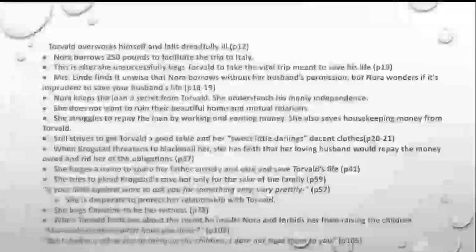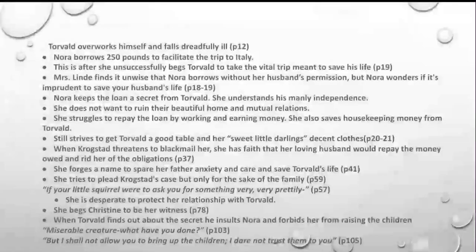Torvald overworks himself and falls dreadfully ill. That's on page 112. Nora borrows £250 to facilitate the trip to Italy. This is after she successfully begs Torvald to take the vital trip meant to save his life. That's page 19. Mrs. Linde finds it unwise that Nora borrows without her husband's permission, but Nora wonders if it is imprudent to save, quote-unquote, your husband's life. That is on page 18 to 19.